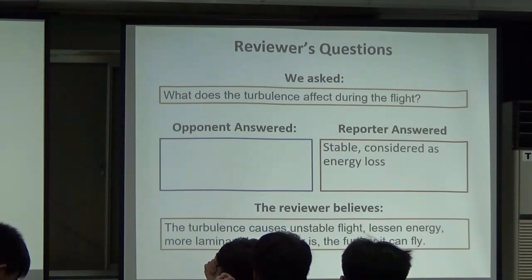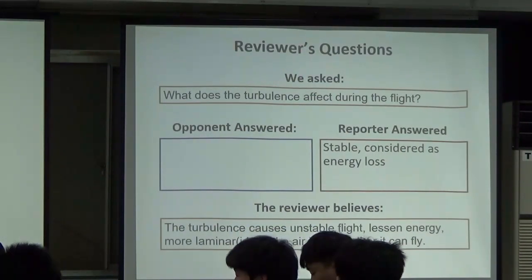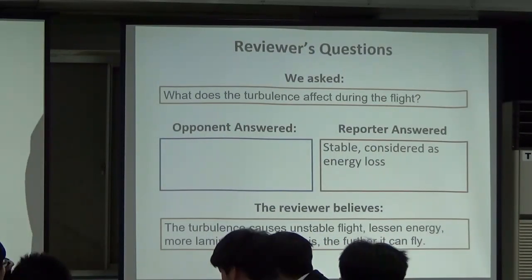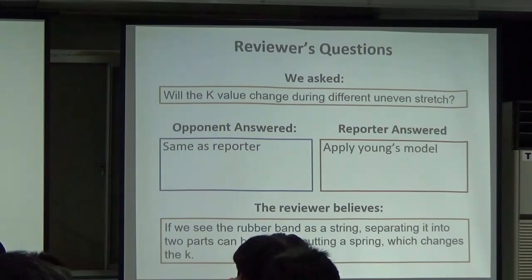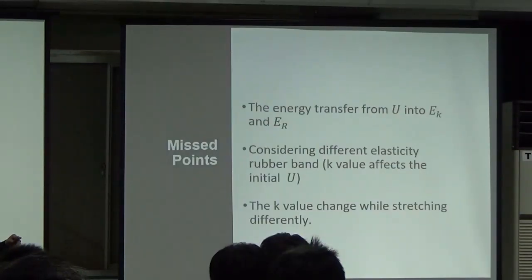And we asked where does the turbulence affect the flight? And the answer is that the stableness, like considered as an energy loss, and we think that it lessens the energy, and the more laminar the air is, the further it can fly. And I asked will the K value change due to the uneven stretch, and they applied the Young's model to it. So we agree.